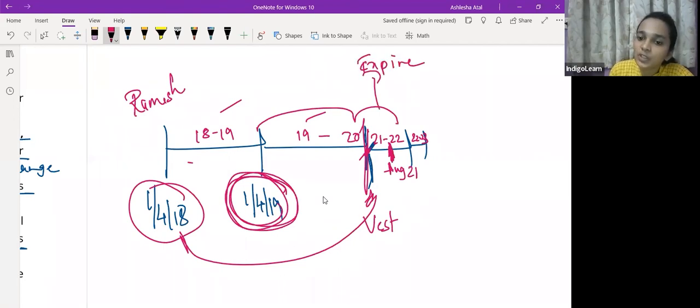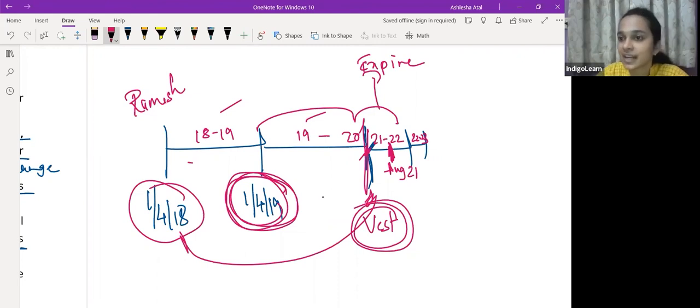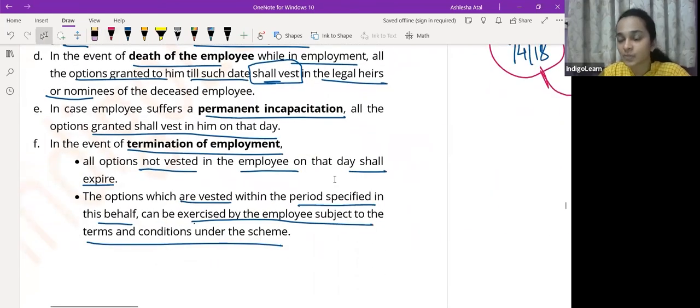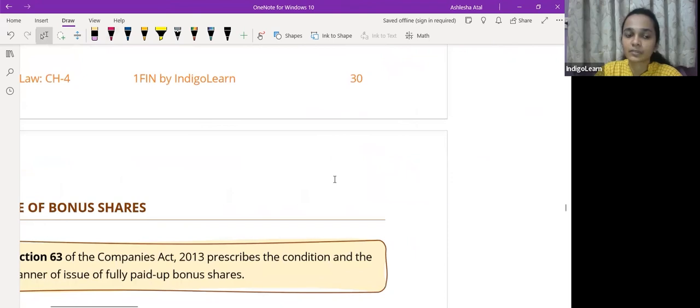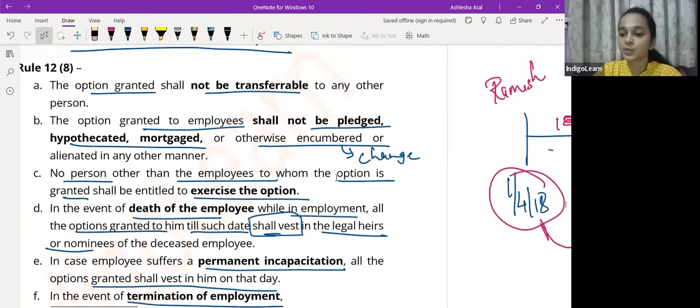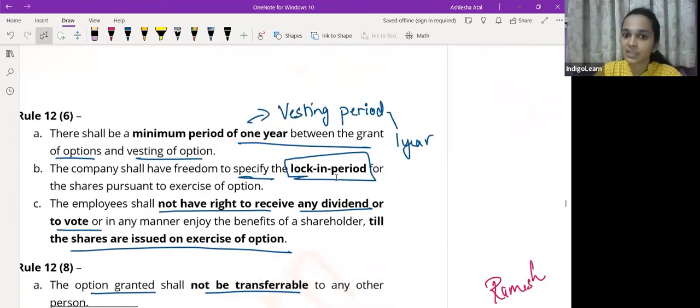But these options which he is already granted, which he already has, nothing will happen to them. The employee still has a right on those options which have been granted to him and those options can be exercised by him subject to certain terms and conditions. There will be some lock in period or some other terms and conditions under the scheme which the employee will have to follow. So this was with respect to rules with regard to issue of employee stock options. Did you understand this?